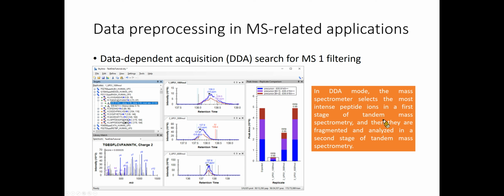DDA is commonly used in protein and peptide identification, where the mass spectrometer collects and identifies fragment ions derived from peptides in the sample, and then uses this information to identify the precursor peptides and the proteins they come from. The choice of precursor ions to fragment and the choice of fragment ions to analyze is determined by the mass spectrometer software based on the quality and intensity of the signal.